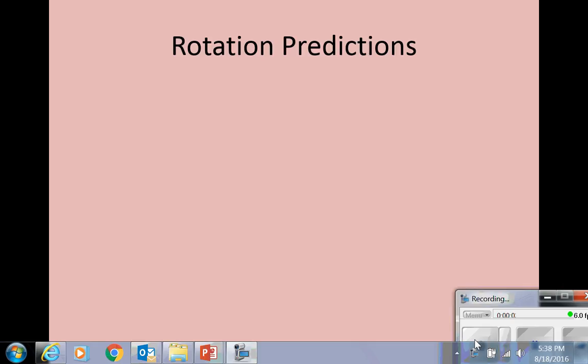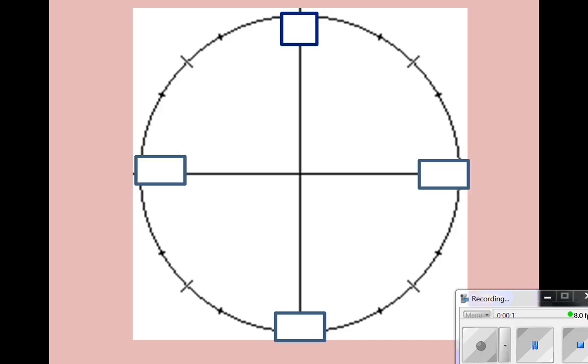Today we're going to talk about rotation predictions. We're going to predict where we're starting from and where we're going to end if you're given a specific rotation direction and degrees. So the first thing we're going to do is look at the circle itself.